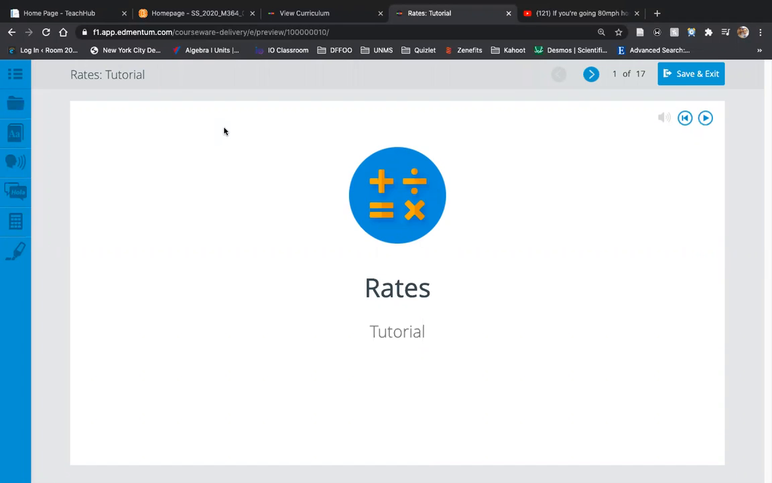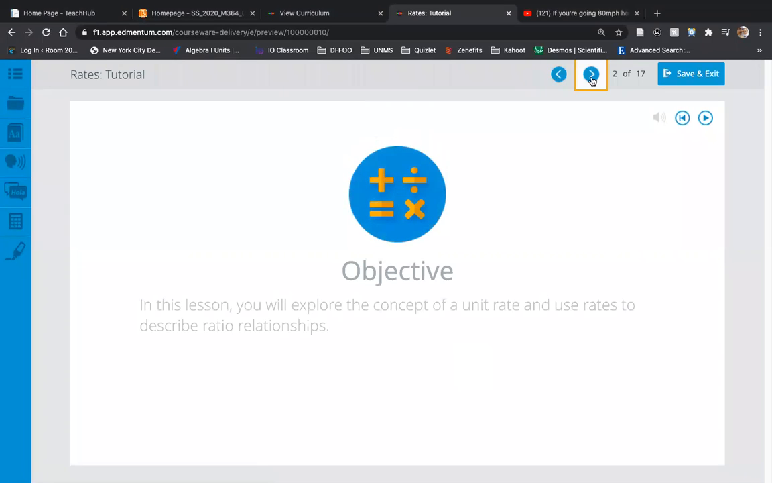So when we're talking about rates, let's first get to the objective for today, right? It says, in this lesson, you will explore the concept of a unit rate and use rates to describe ratio relationships, right? Can anybody give me an example of a rate? Any example of a rate that you can think about?